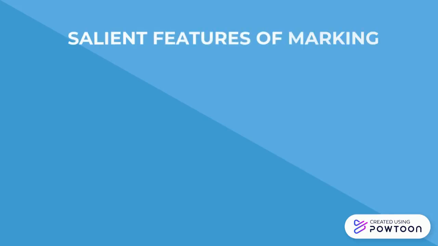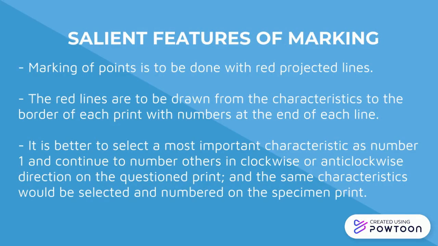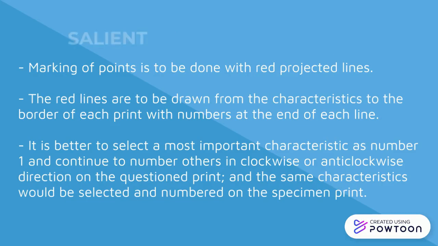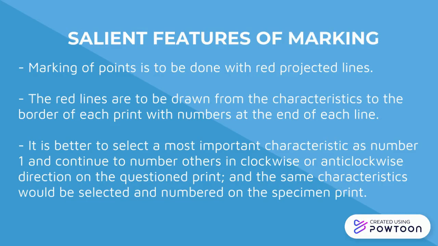Salient features of marking. Marking of points is to be done with red projected lines. The red lines are to be drawn from the characteristics to the border of each print with numbers at the end of each line. It is better to select a most important characteristic as number 1 and continue to number others in clockwise or anti-clockwise direction on the questioned print. And the same characteristics would be selected and numbered on the specimen print.